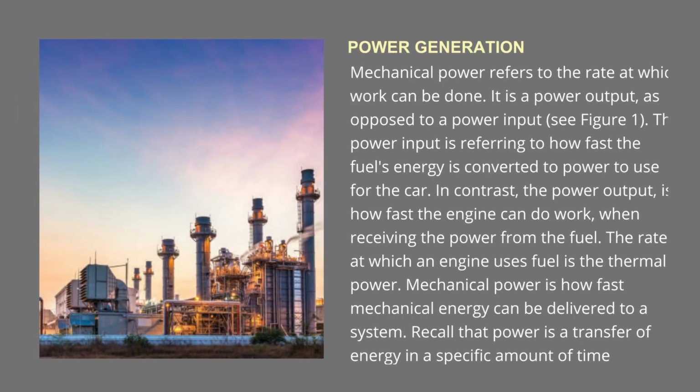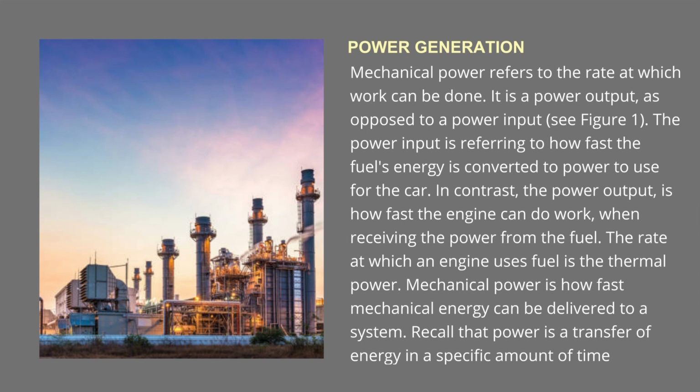Now let us discuss power generation. Mechanical power refers to the rate at which work can be done. It is a power output as opposed to a power input. You can also see this in figure 1. The power input is referring to how fast the fuel energy is converted to power to use for the car. In contrast, the power output is how fast the engine can do work when receiving the power from the fuel.